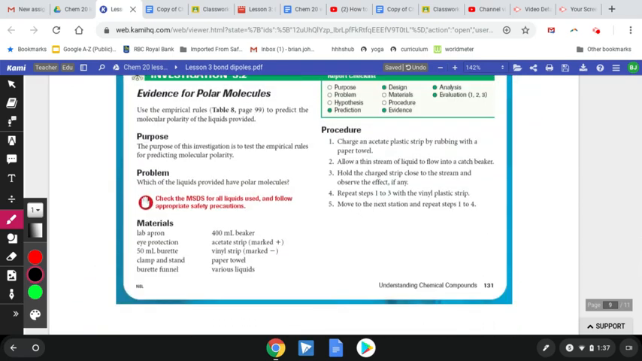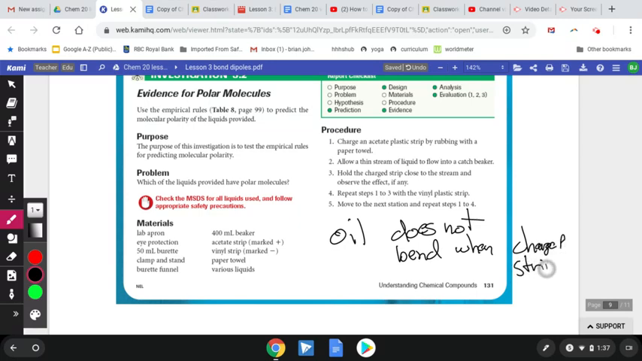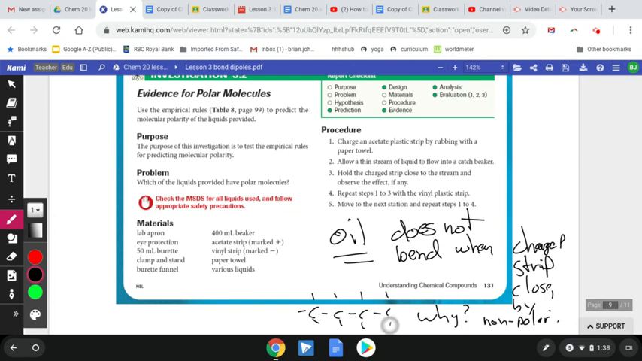Okay, if you could do that same thing with oil, which you probably can't at home, oil does not bend when you bring a charged strip close by. So if oil does not bend, the question would be why? Because oil is nonpolar. It's a hydrocarbon just made up of carbons with tetrahedral hydrogens, and they all cancel each other out. Dipoles cancel, resulting in a nonpolar molecule.